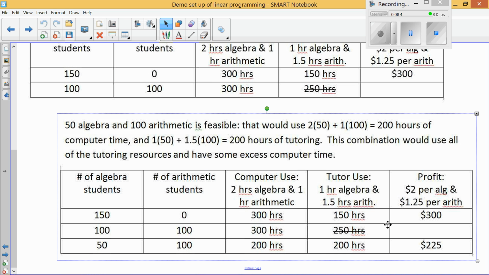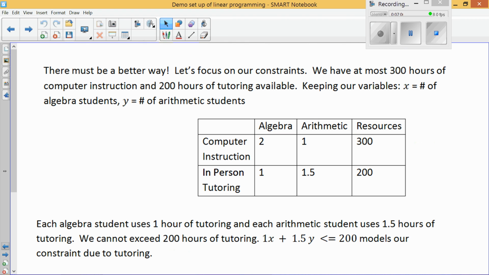That product mix would give us a profit of only $225, though. $2 for each algebra student, $2 times 50, plus $1.25 times each of the 100 arithmetic students, a total of $225. As you can see, this quickly gets very tedious. So there is a better way.